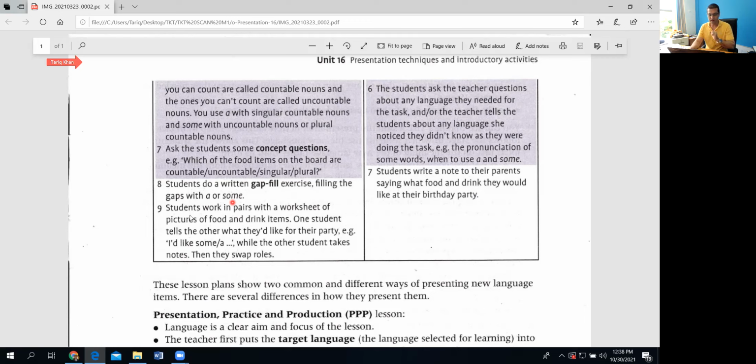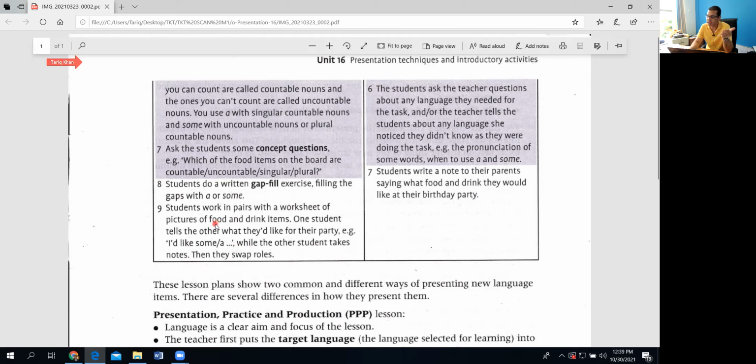Okay. Number 9, students work in pairs with a worksheet of pictures of food and drink items. One student tells the other student what they would like for their party. For example, I would like some, while the other student takes notes, then they swap roles. Now you see here, this is the production time.